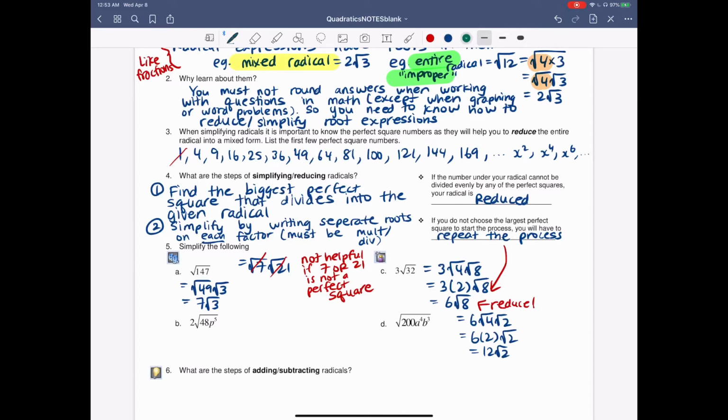So you could have done it, maybe you got it on the first try, you would have gotten 3 and have recognized that 32 is actually divisible by 16 and 2. And you would have done square root of 16 and 2. Square root of 16 is equal to 4. So 3 times 4 square root 2 is equal to 12 square root 2. Notice that it's the same answer.